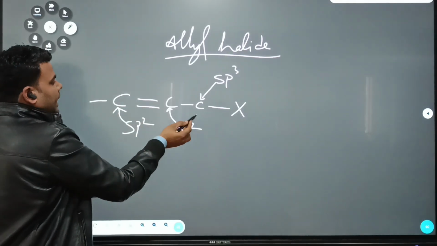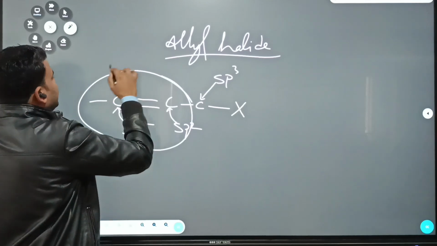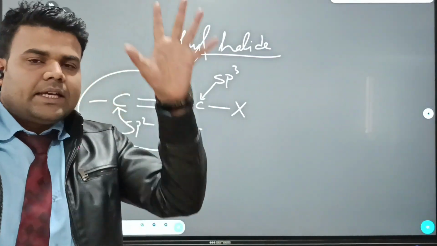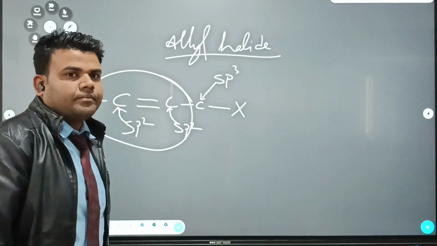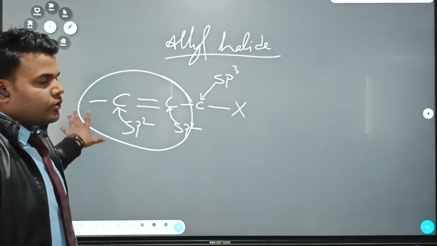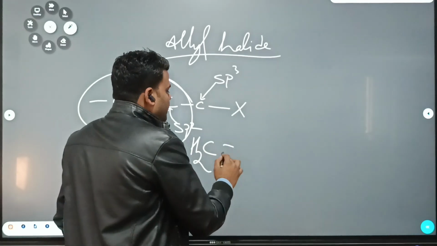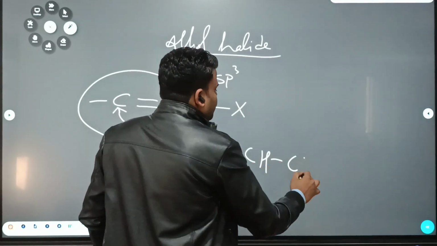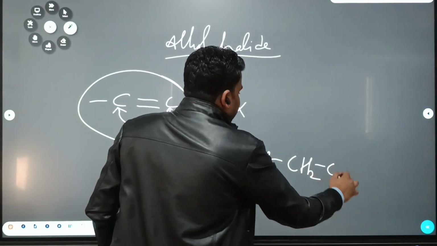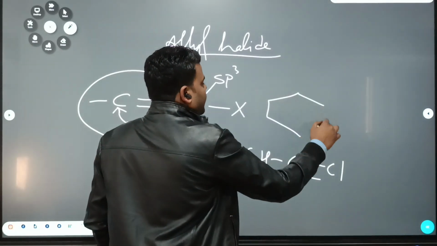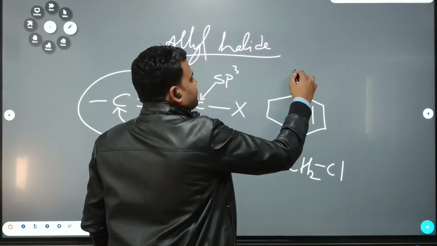Okay, and this one, this part, okay, it can be cyclic also or simply aliphatic, but not aromatic. It should not be aromatic. Example, if I give you here CH2=CH-CH2Cl. Okay, this is one particular example of allyl. Another example of allyl can be this one.